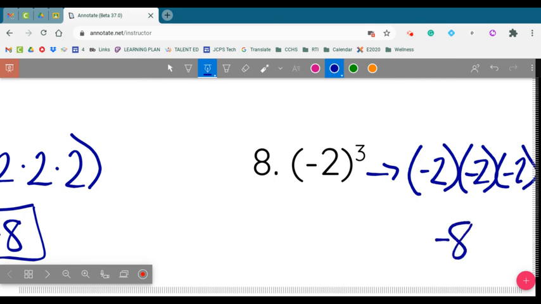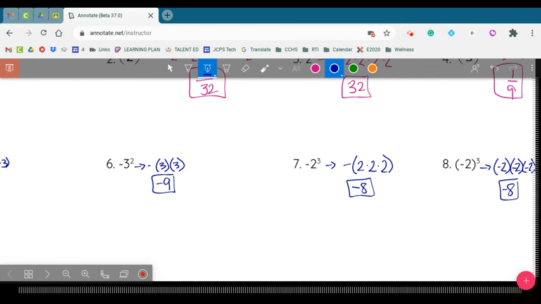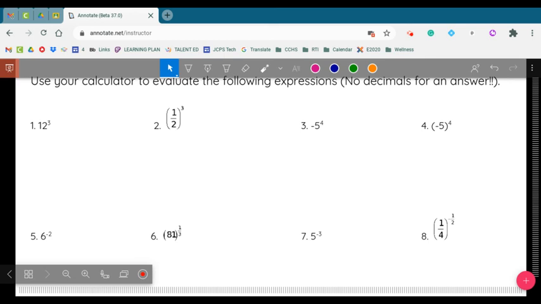Now this one you will also get -8, just because anytime you multiply, if they're all negative and you multiply it 3 times, you're still going to get a negative number. So you really have to be careful with this whenever you're looking at a square number on whether that negative is inside the parentheses with that number or not inside the parentheses. Okay, let's go on to the next page.